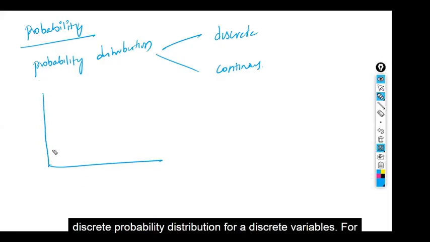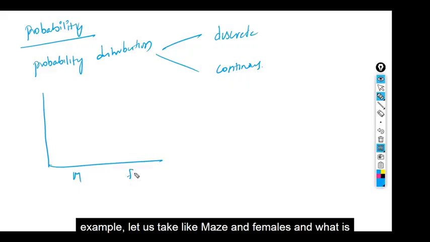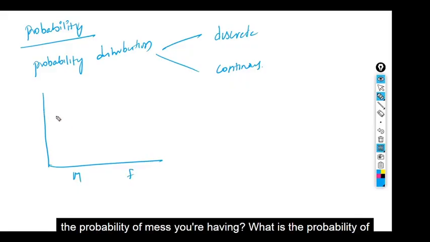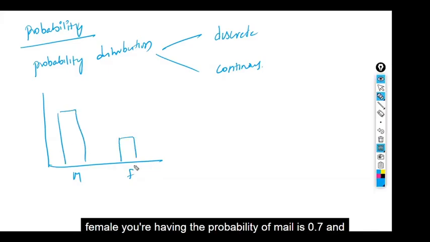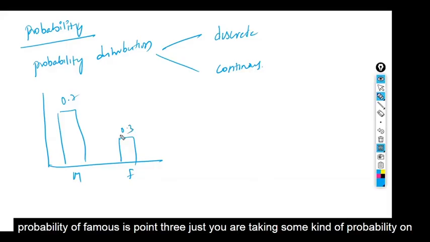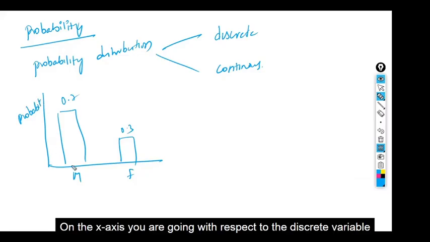For discrete variables, for example, let us take males and females. What is the probability of males you are having? What is the probability of females you are having? The probability of males is 0.7 and the probability of females is 0.3. You are taking the probability on the y-axis, and on the x-axis you are going with the discrete variable.